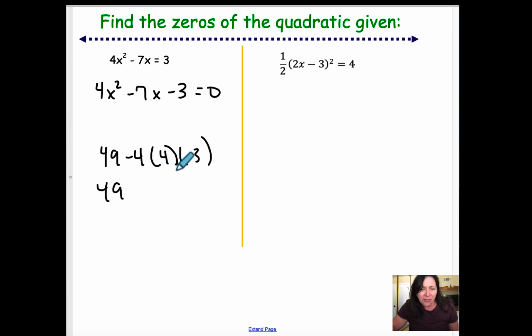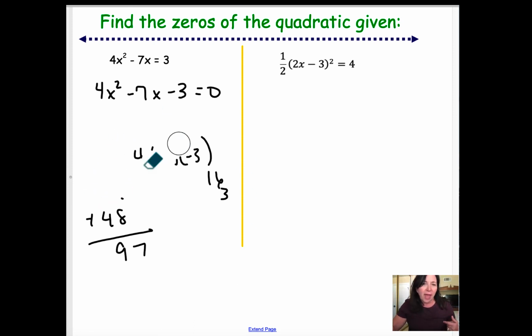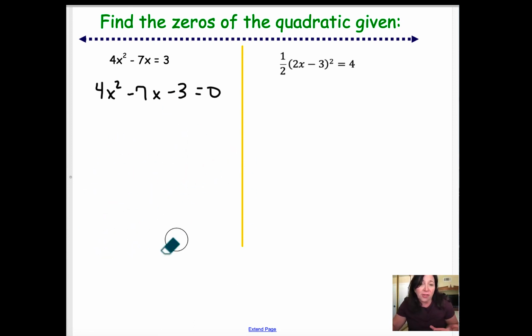49, 16 times 3, that's 48, right? And so 48, if you add, because these are add, right? 49 plus 48 is 97. That is not a perfect square, so that means it's not going to factor. If it was a perfect square, it would factor.